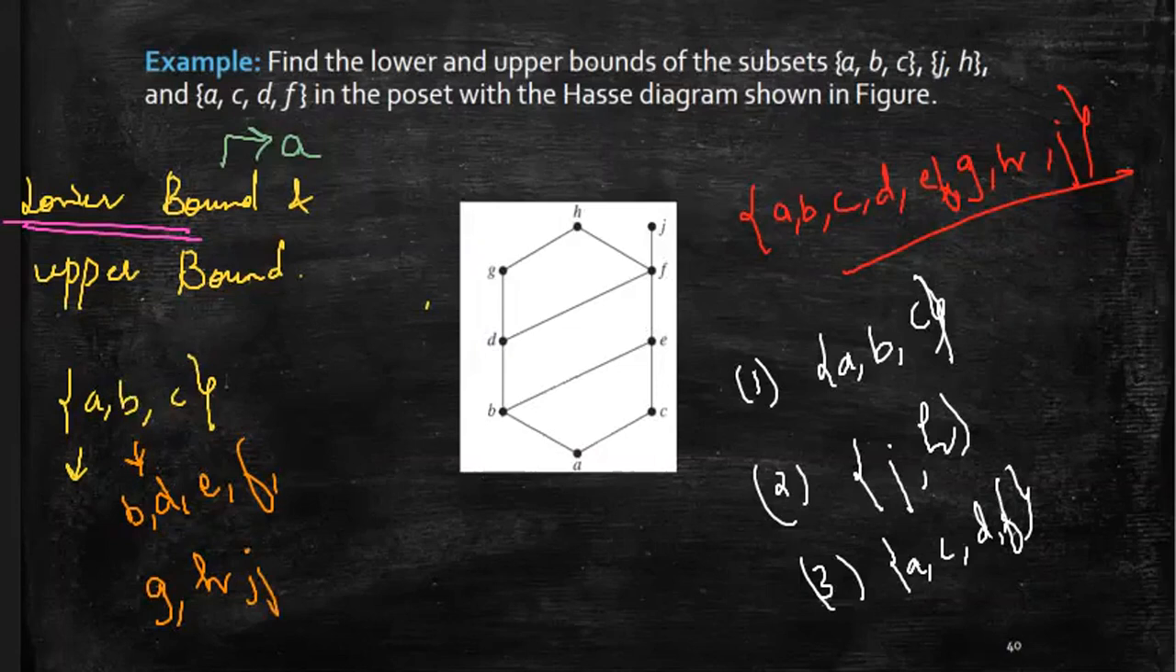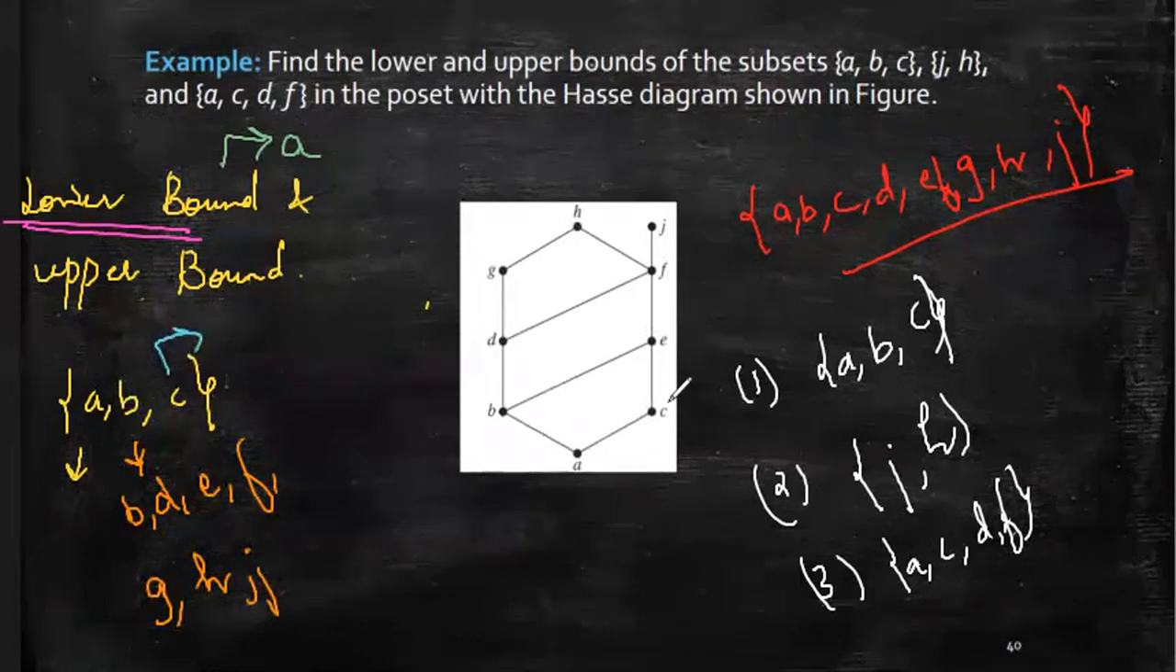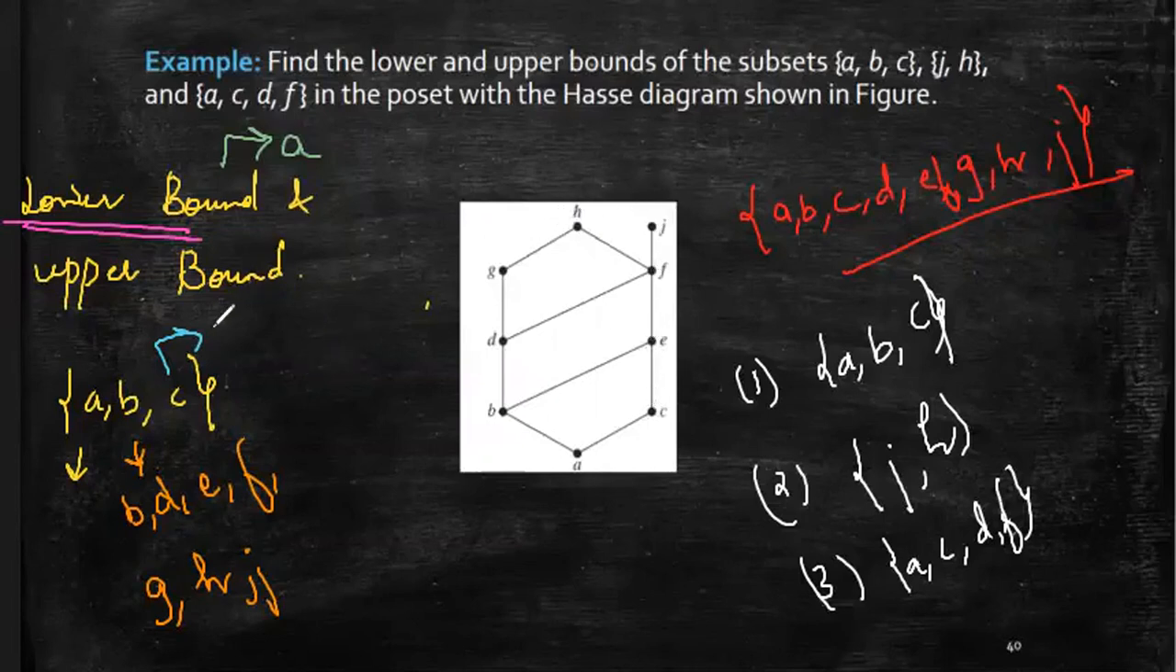Now what about the elements which are greater than or equal to C? C is not connected to D, C is only connected to E, F, J and H. So for C we will write E, F, J and H.